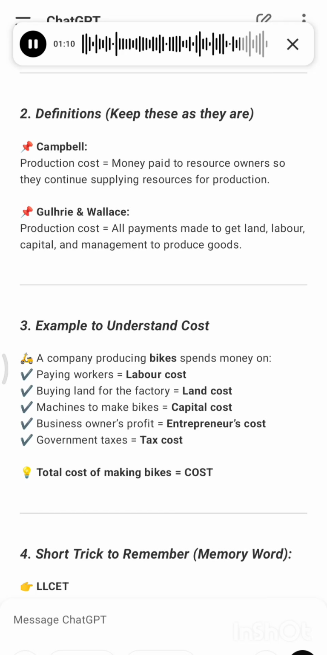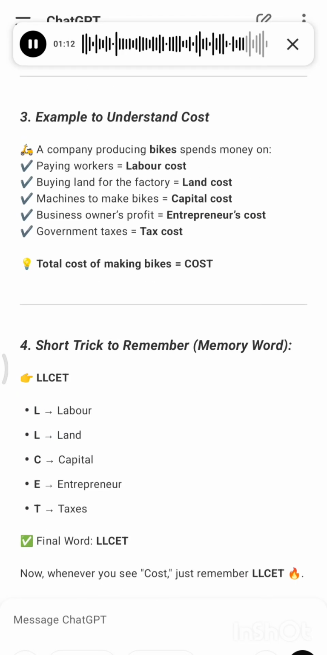Short trick to remember. L, labor, land. C, capital. E, entrepreneur. Taxes. Final word: LLCET. Now, whenever you see cost, just remember.